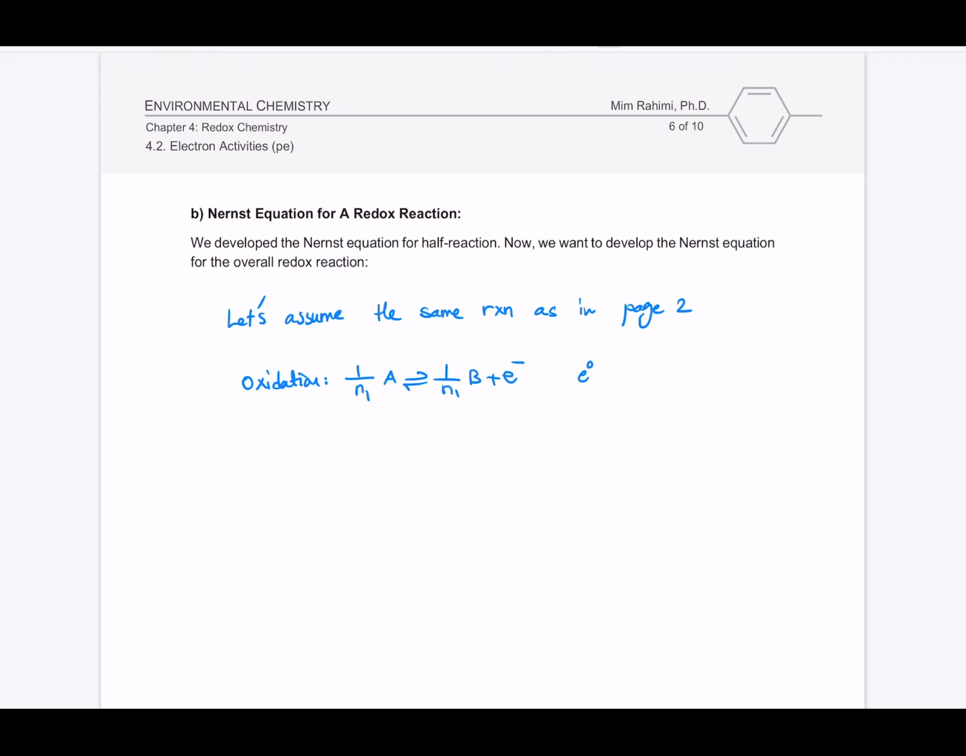And this would be E0 of oxidation at the standard condition. We can also have E of oxidation at non-standard, using the formula from the previous page, basically. We also had reduction to be 1 over N2C, again in the standard format, 1 over N2D plus electron. Then this was E0 of reduction, and for the non-standard condition, this would be just E.